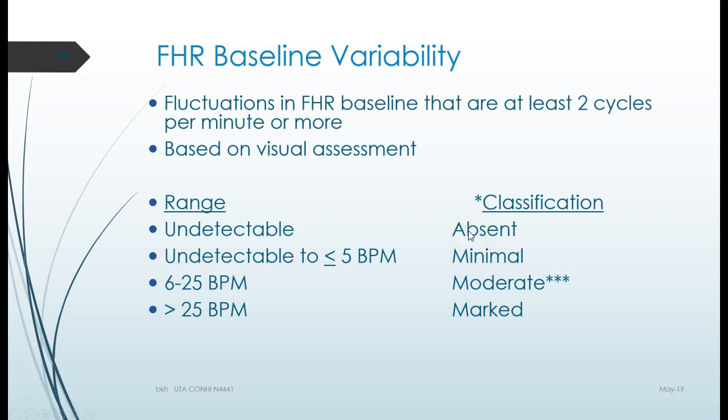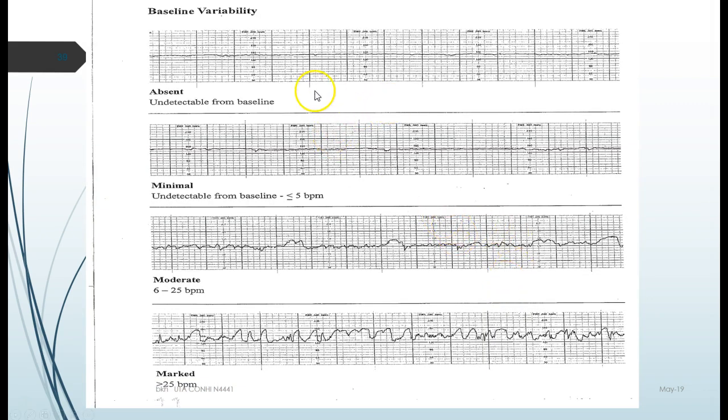But if this is a mature fetus, greater than 28 weeks or so, absent and minimal variability, along with marked, tells us we have a hypoxic kiddo. Marked is always going to tell us that we have a hypoxic kiddo. Moderate always tells us that we've got an intact central nervous system and we have a well-oxygenated kiddo. Here's a picture of that.